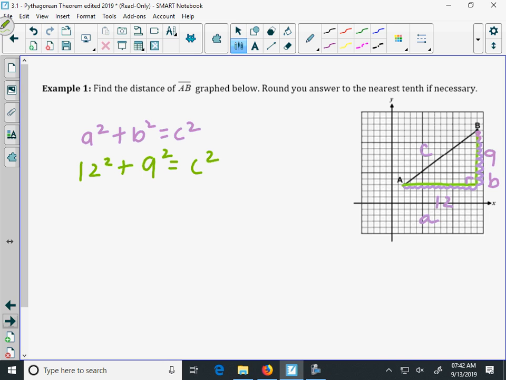So what is 12 squared? 144. What's 9 squared? 81. What's 144 plus 81? You can also do this in one step with your calculator. 225.